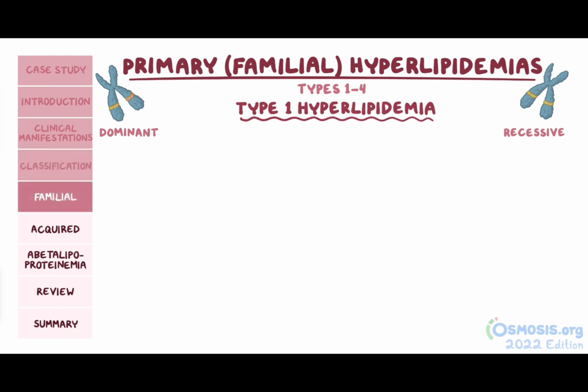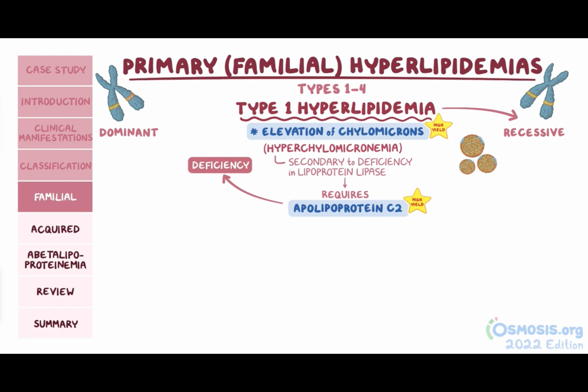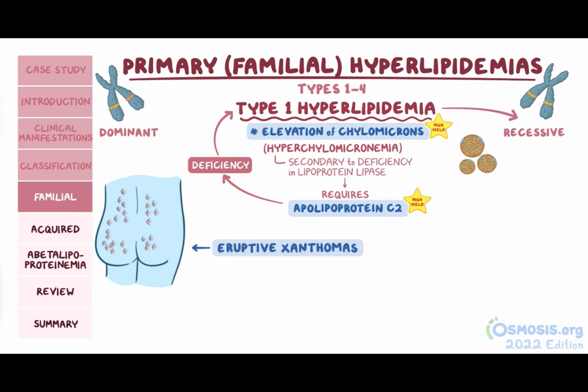Type 1 hyperlipidemia is an autosomal recessive disorder characterized by elevation of chylomicrons in the blood, so it's also referred to as hyperchylomicronemia. This occurs secondary to a deficiency in lipoprotein lipase. This enzyme also normally requires a cofactor called apolipoprotein C2, so deficiency of this cofactor can also lead to type 1 hyperlipidemia. This condition is characterized by the rapid development of many xanthomas on the back and buttocks that can be itchy. Due to the rapid nature of their development, they're referred to as eruptive xanthomas.